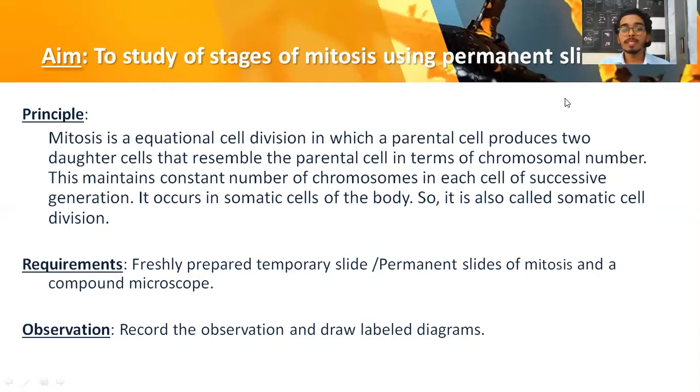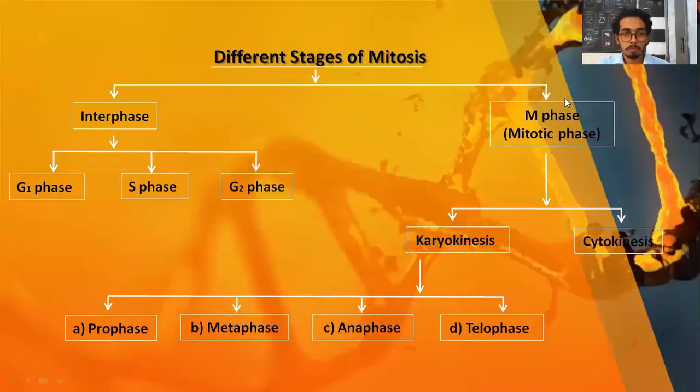Moving on to the requirements, in order to identify a particular stage, you should have a permanent slide, or you have to make a new temporary slide, wherein you can observe the stages. Then record the observation and draw the labelled diagram. So you need to observe the stages and draw the diagram. Before we move on with the concept, you should know the entire cell process, and which stages are going to be involved in it.